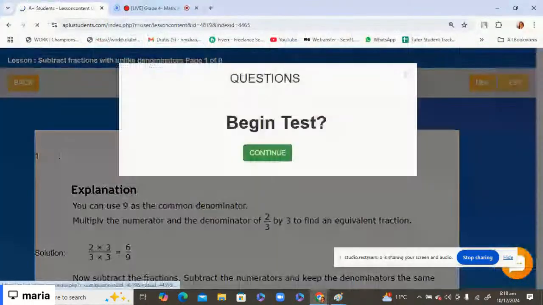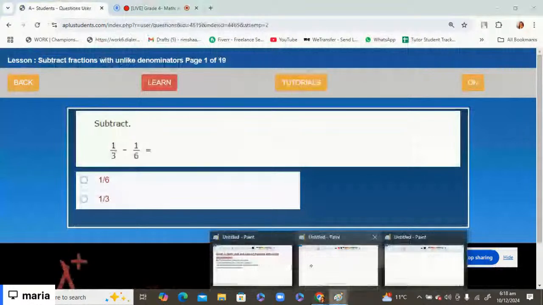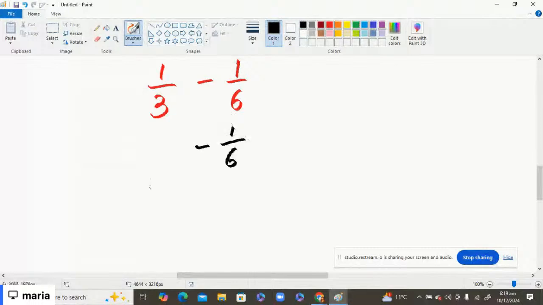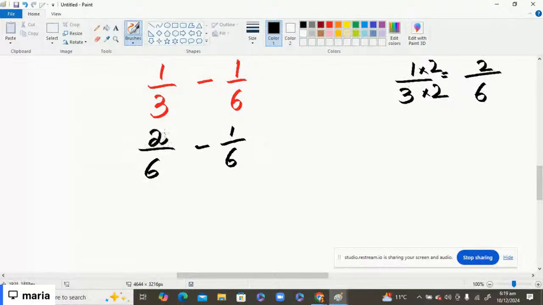1 by 3 minus 1 by 6. So what do we do? First of all, we check what is the greater denominator? 6. So 1 by 6, putting here, this one is 6. So how does 1 by 3 become equal to 6 here? Multiply and divide with which number? 3 times 2. So 2. 2 times 1 is 2. 3 times 2 is 6. So here it's 2 by 6.